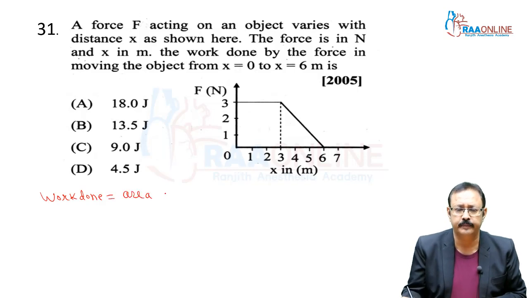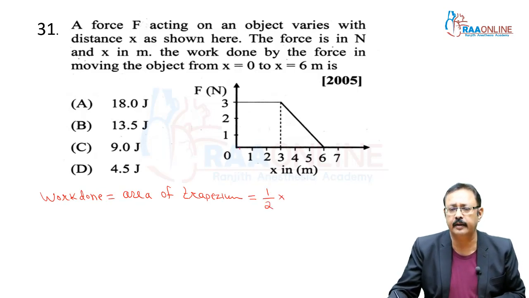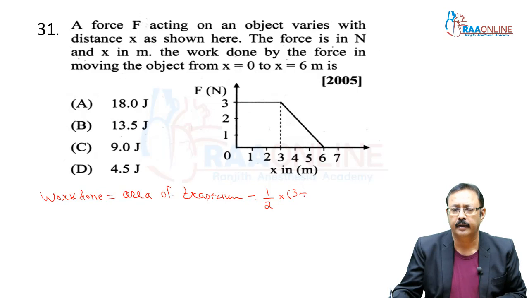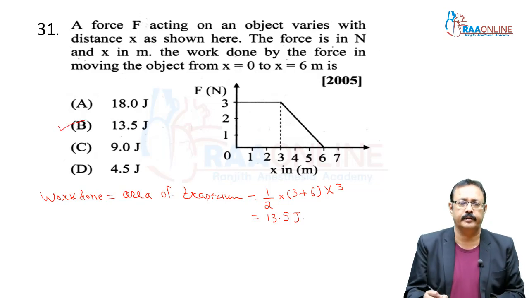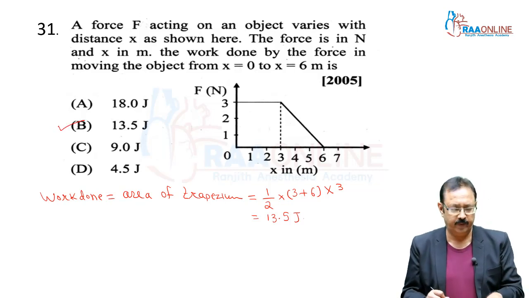area of trapezium, and it is half sum of parallel sides. Length of this side is 6 and this side is 3. All are in SI units, so no tension. Distance between parallel sides, it is 3. So what are we getting? 6 plus 3, 9, 9 into 3, 27, 27 by 2 means 13.5 joule. So we are getting B option.